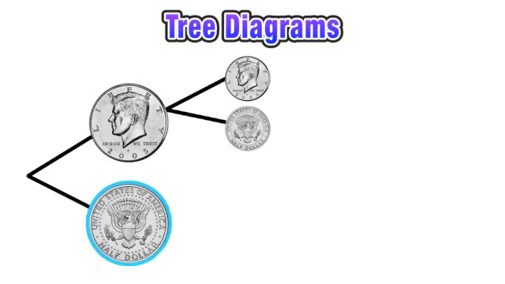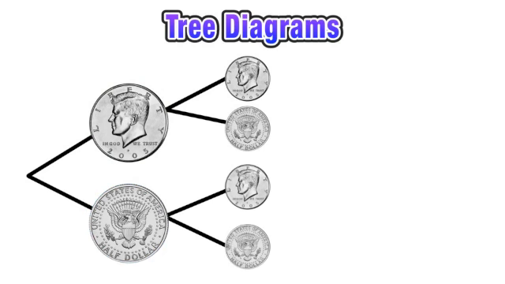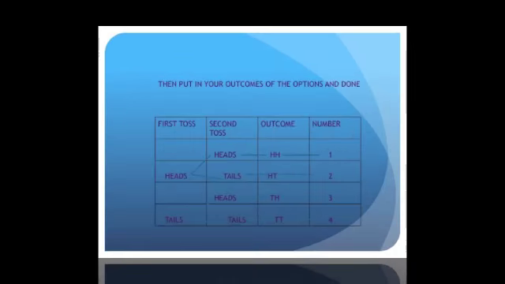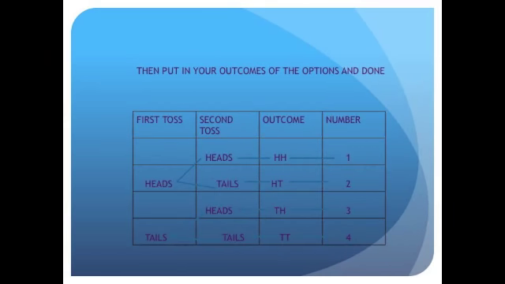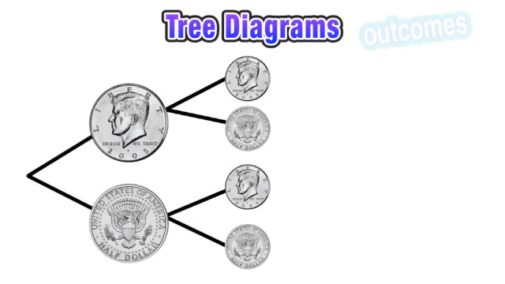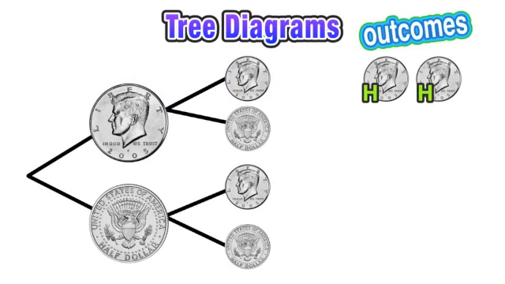And the same goes if our first flip lands on tails. Our second flip has two options, again, either heads or tails. So now our completed tree diagram will help us to find the exact number of possible outcomes for this scenario. One outcome is heads on the first flip and heads on the second flip.